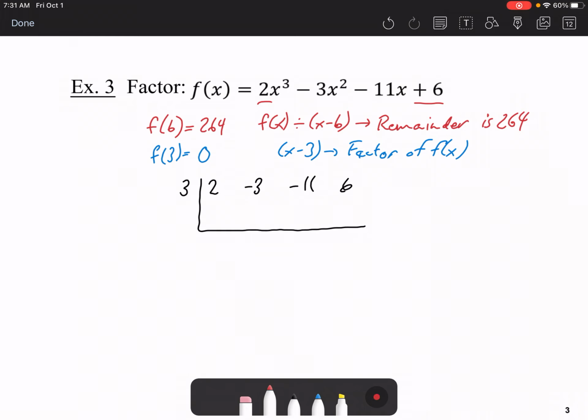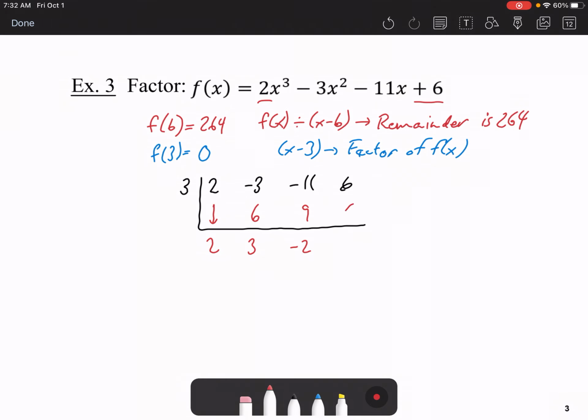So now, you just drop the 2 here. You take 2 times 3. You put it here, which is 6. Then you add the 6 minus the 3. You get 3. 3 times 3 is 9. Put it here. Negative 11 plus 9 is negative 2. 3 times negative 2 is negative 6. And 0. So here you see the remainder is again 0, which is exactly what you want.